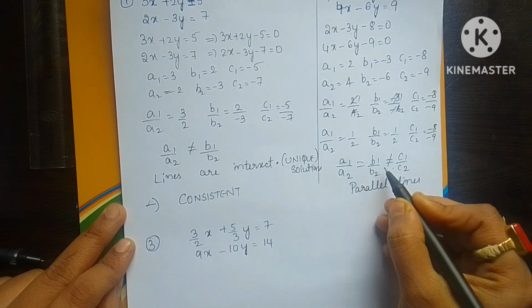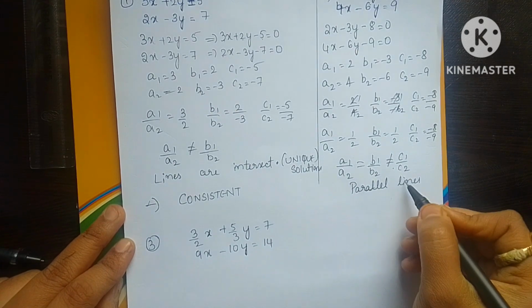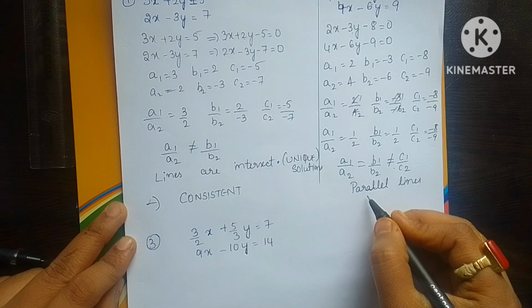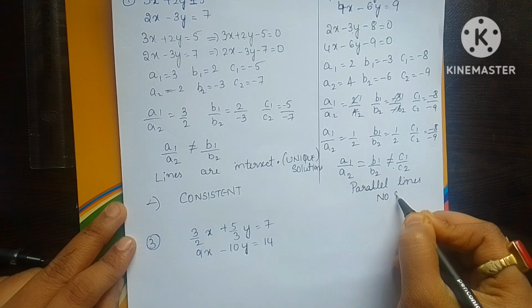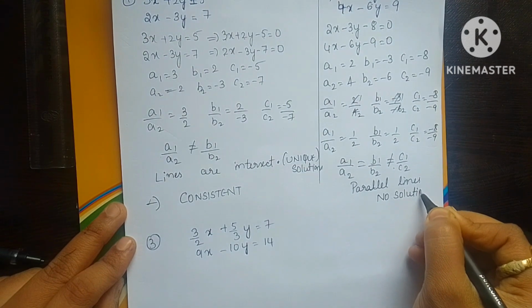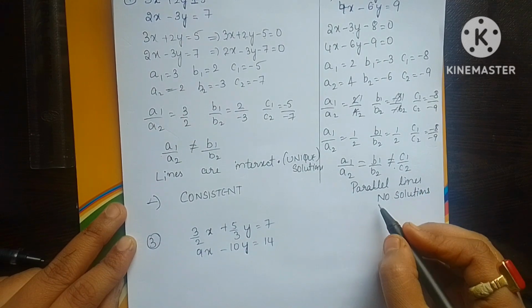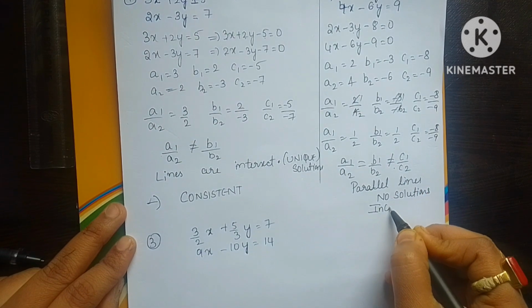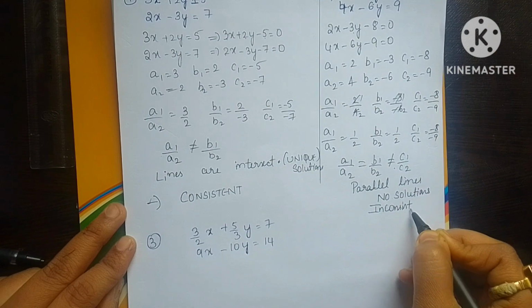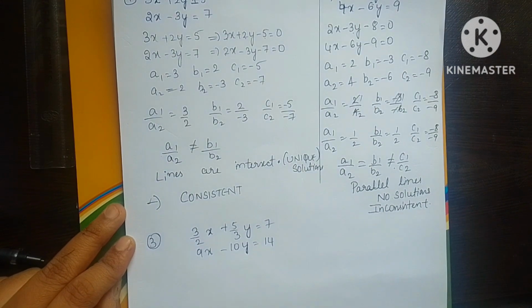If a1 by a2 is equal to b1 by b2, then the condition is parallel lines. In these parallel lines, there will be no solution, and the lines are inconsistent. It is not consistent. It is inconsistent.